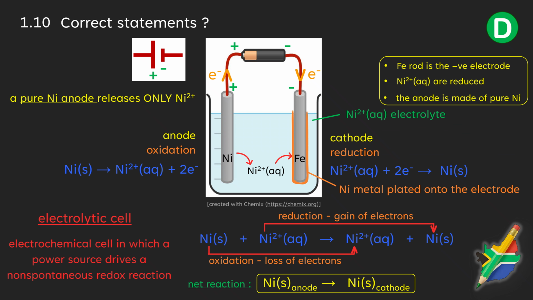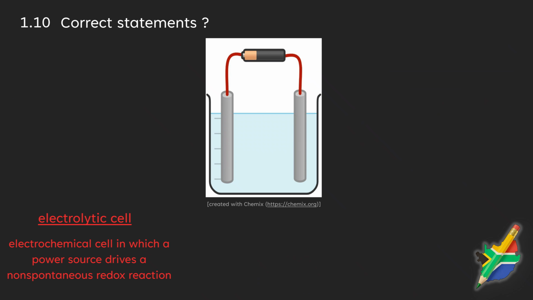Question 1.10. In this question, we are given an electrolytic cell and we are told that we want to plate the iron rod with nickel. An electrolytic cell is an electrochemical cell in which a power source drives a non-spontaneous redox reaction. We are given the cell symbol in the question paper. The long side represents the positive terminal of the cell and the short side the negative terminal. Electrons are considered to flow out the negative terminal, making the electrode attached to it negatively charged. The other electrode is positively charged.